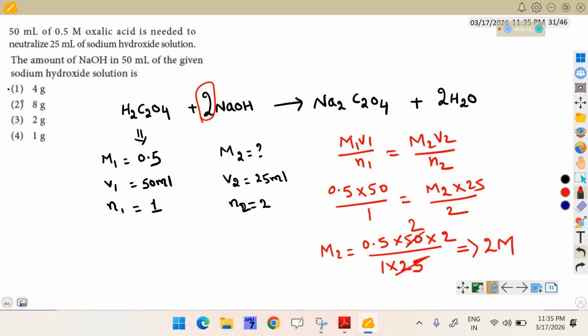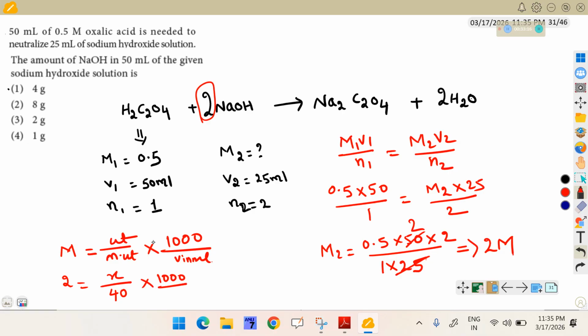Now the question is the amount of NaOH. You know molarity is equal to weight by molecular weight into 1000 by volume in ml. Molarity is 2 molar, calculate the weight. Molecular weight of NaOH is 40. 1000 by given volume, now the given volume is 50 ml. Zero cancels, zero cancels, 5 twos, 2 times 2 times x is equal to 4 grams. So the correct option is the first option.